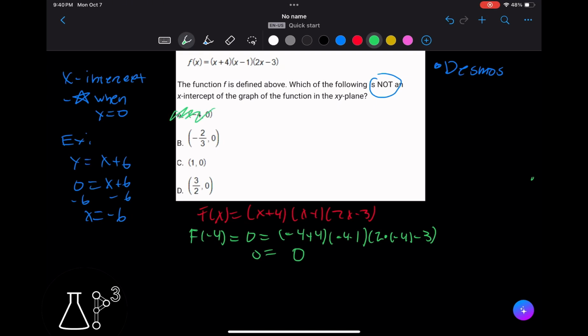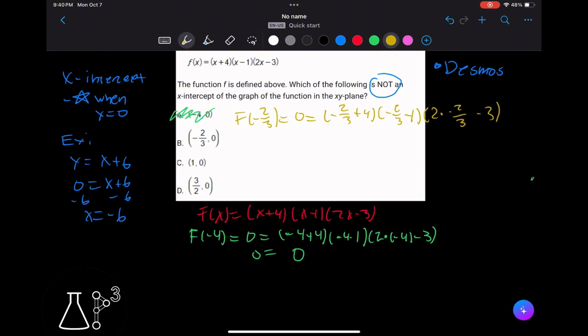So let me do B now. I'm going to do it over here. So f of negative 2/3 equals, remember f of x equals y, so it equals 0, which also equals, I'm just plugging in the x value, negative 2/3 plus 4, and then negative 2/3 minus 1. And then 2 multiplied by negative 2/3 minus 3. So let me simplify the last parentheses.